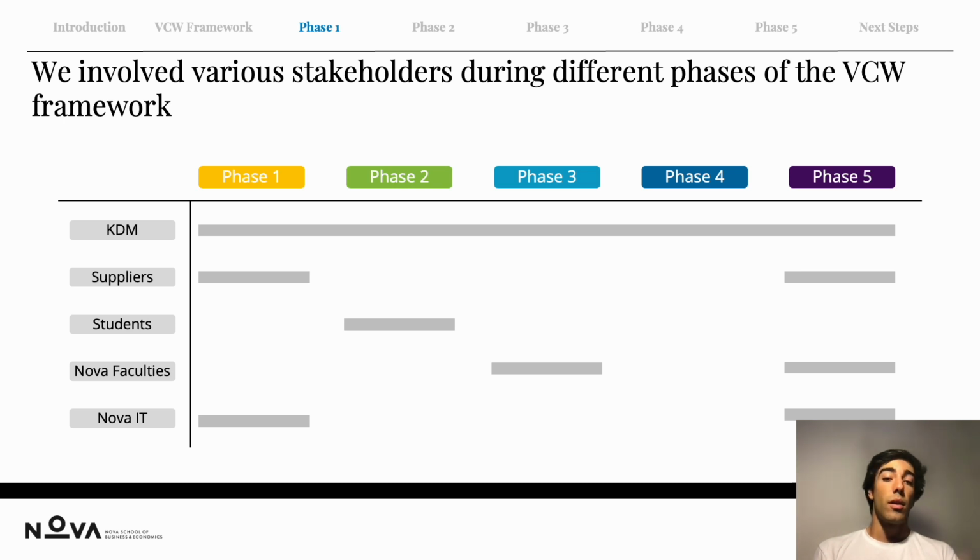To better show our stakeholder involvement, we created a timeline with the five different phases of the value creation wheel framework. And obviously the KDM was always involved from start to finish. But on the contrary, the suppliers and the Nova IT department were only involved in the first phase and in the last one. The students were only involved in the second phase, and the other Nova faculties that we also contacted were only involved in phase 3 of the project.